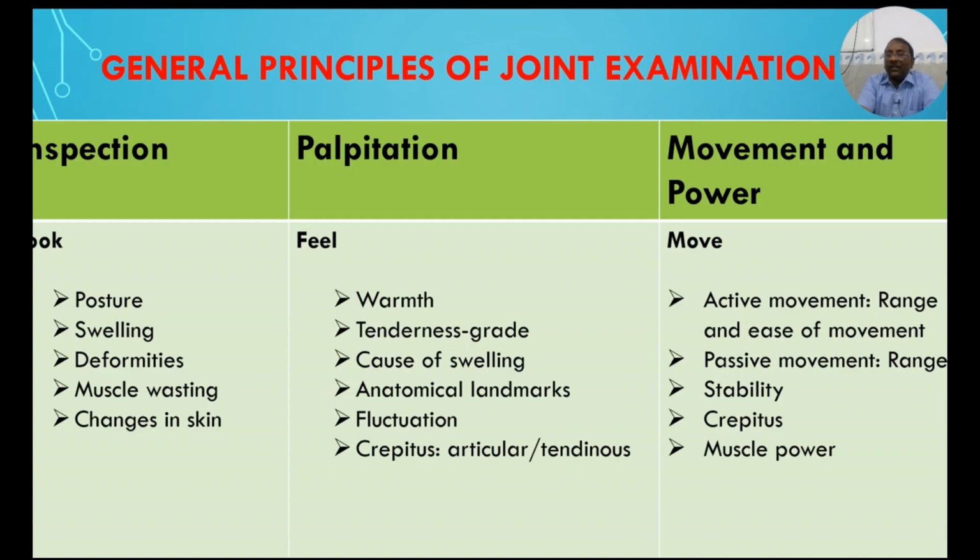What are the causes of the swelling? Anatomical landmarks, whether fluctuation is there or not, whether crepitus is there or not. So these are the palpatory findings you are supposed to see in a joint. And then the movement and the power. Whether active movement and passive movement are both restricted, or only active movement is good and passive movement is painful. Stability, crepitus and power of the muscles.